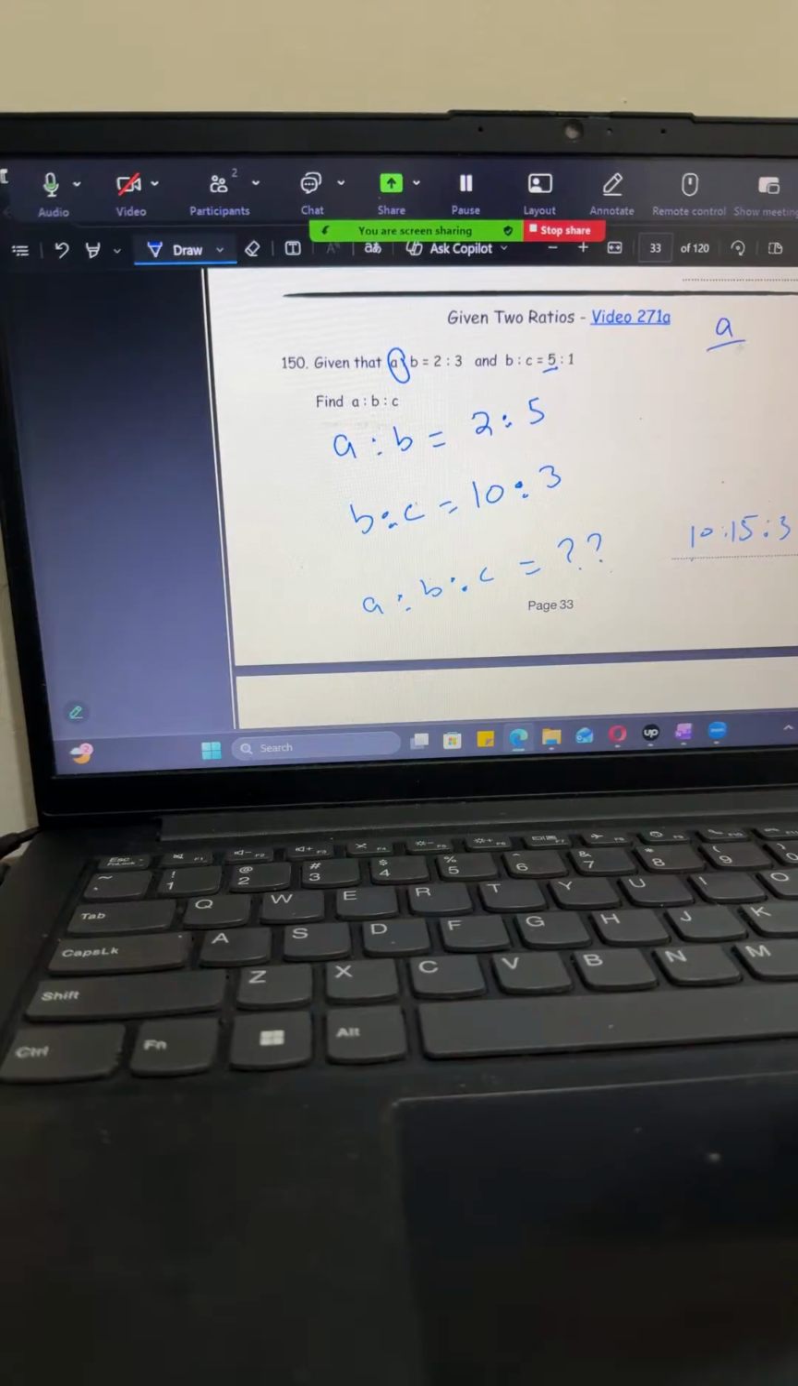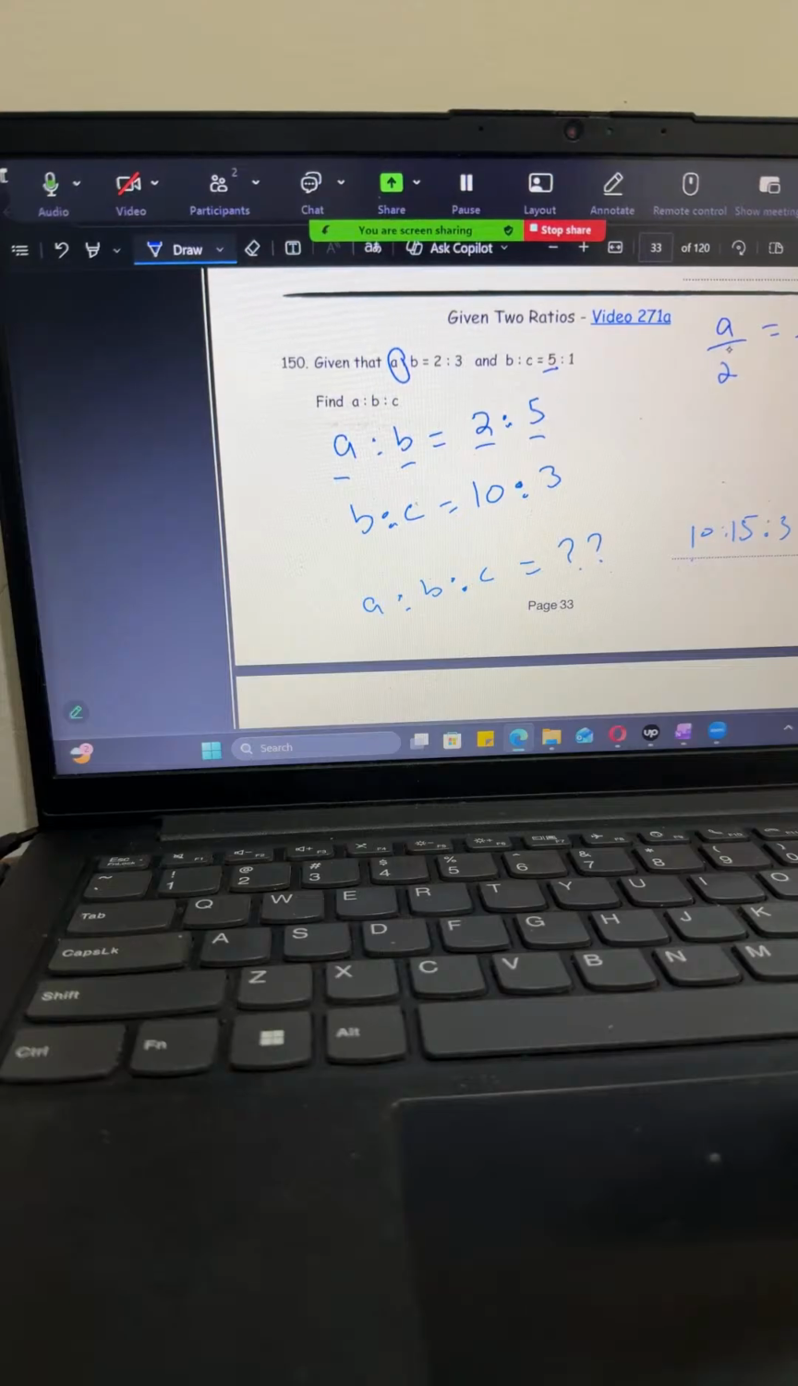So A over 2 is equals to B over 5. Can I write it like that? Yeah. Okay. I have A to the ratio of B, which is equals to 2 to the ratio of 5. So what I'm going to do here, I will divide A by 2, which is equals to B divided by 5. Okay. Now let's solve this equation for A.